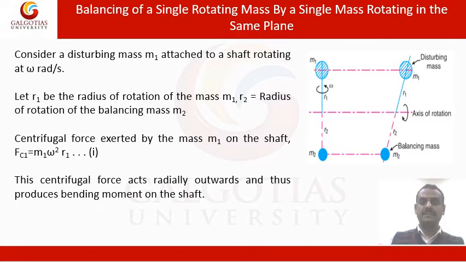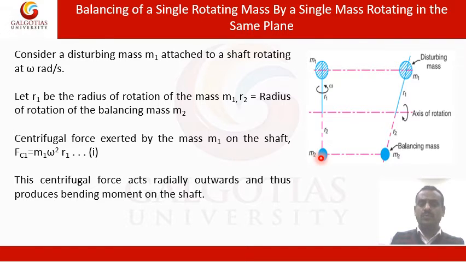Balancing of a single rotating mass by a single mass rotating in the same plane. Consider a disturbing mass m1 attached to a shaft rotating at omega radians per second, at a radius r1 from the axis of rotation. In order to balance this disturbing mass, another mass is added in the same plane. The magnitude of that mass is m2, located at a distance r2 from the axis of rotation.